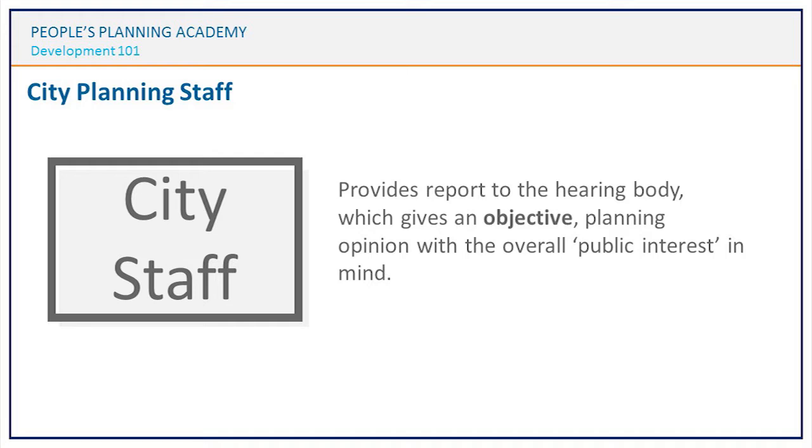So first, there's the city planning staff. Staff is available to assist in making a decision. They provide an objective planning opinion for the overall public interest. In each of these cases, regardless of whether it's a rezoning or variance, the decision-making body is a group of appointed citizens. Professional planners like me do not make zoning or variance decisions. Planners provide advice and recommendations, but we don't make the actual decision. So just to be clear, I don't make the decision.